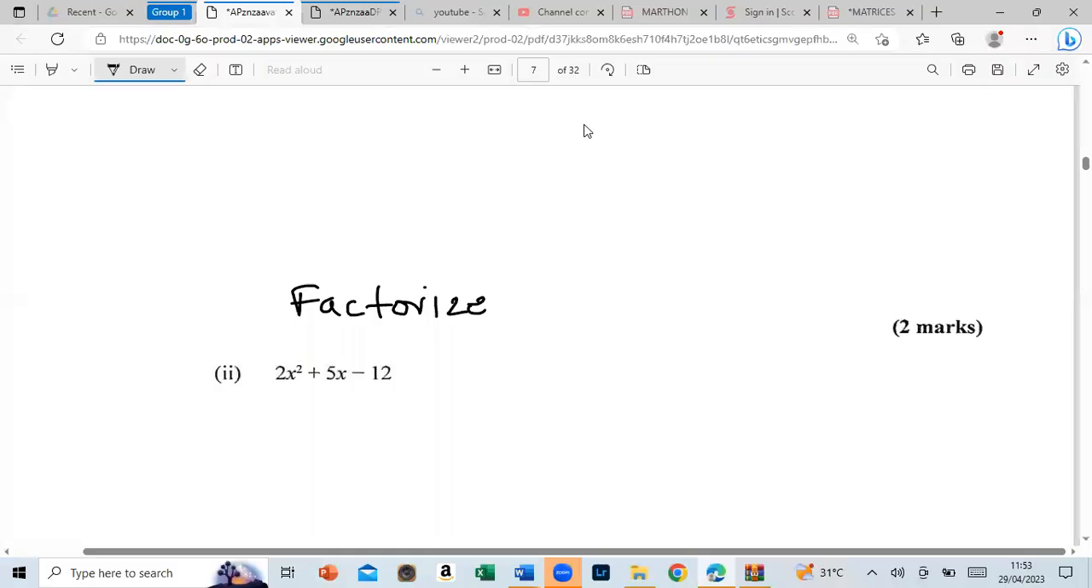All right, guys, go ahead and factorize this one. It says factorize 2x squared plus 5x minus 12.